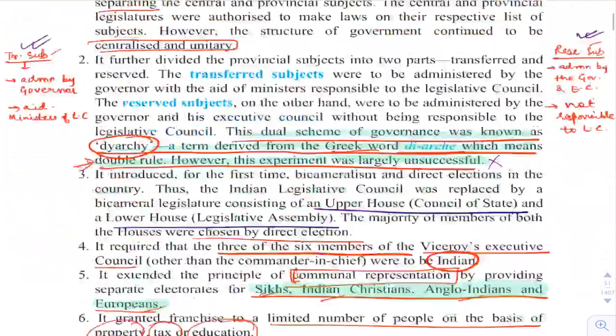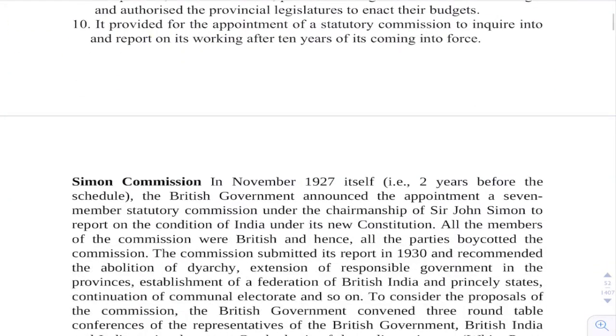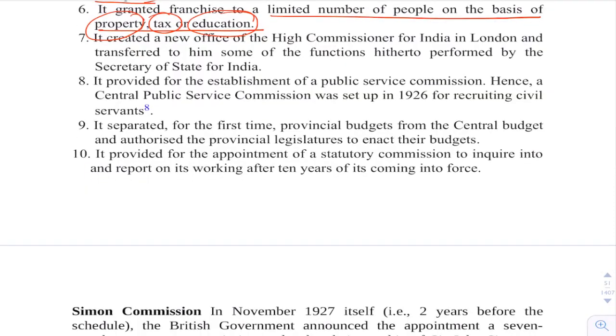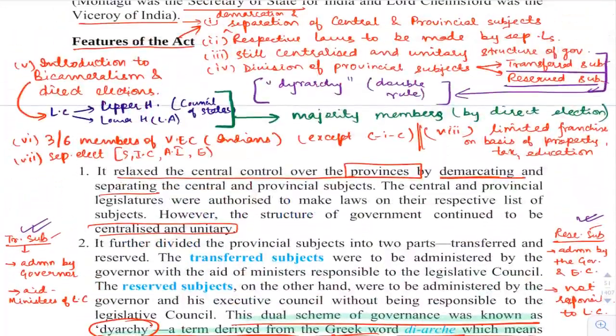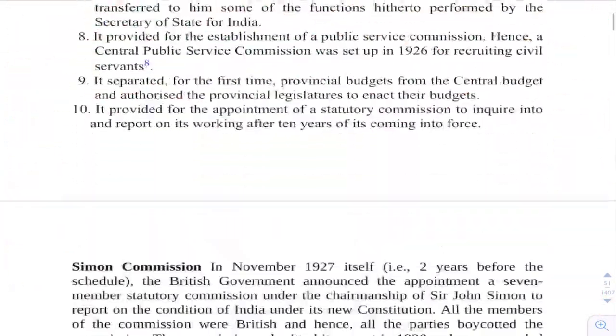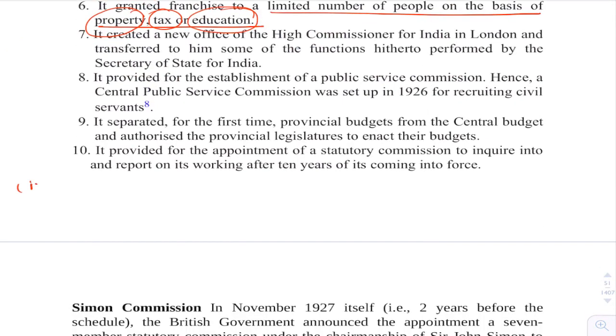I do not have much space here, so I will be writing. ठीक है, यहाँ लिख देती हूँ मैं. इसके बाद से, मेरे पॉइंटर में ये 8th था, so 9th one I'll be writing from here. ठीक है. So new office created, and what was that new office? High Commissioner for India.